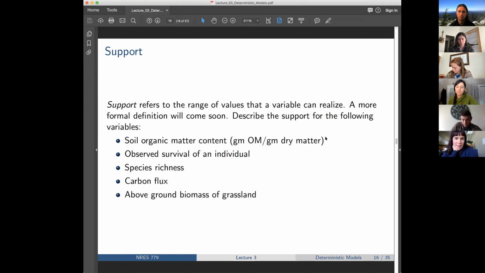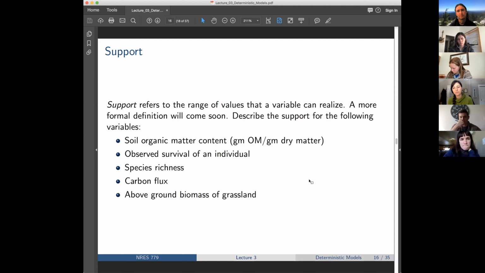Observed survival of an individual. What's the support of that, Morgan? I think that would be positive too, right? Because if the animal survived, it was a 1, and if it didn't, it was a 0? That's exactly right. So positive is not right, but 0 and 1 is right. Positive would be like 1.2 or 9,226. But 0 and 1 was what you said, and that's right. So 0 and 1 are the support of observed survival of an individual.